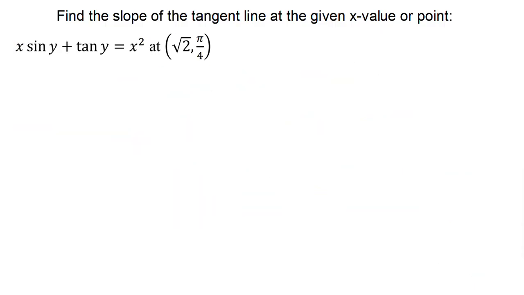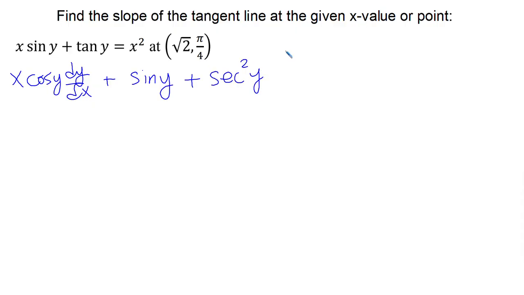All right, second to last one here, we're going to use the product rule here on x sine y. So that should be x times the derivative of sine y, which is cosine y, dy dx. Then we'll add to that the derivative of x, which is 1 times sine y, right? So that's just the product rule. Then we'll take the derivative of tangent y, which should be a plus secant squared y dy dx. And then our derivative of x squared, which ought to just be 2x.